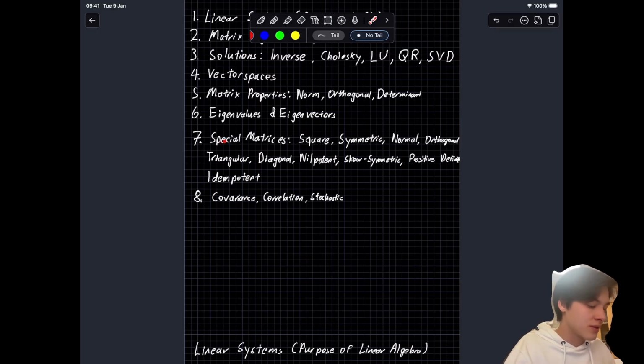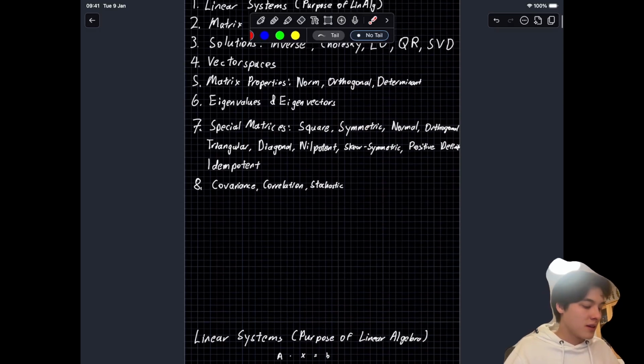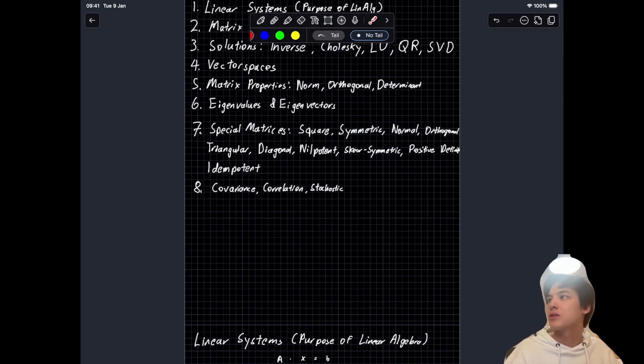And also, we'll look at special matrices: square matrices, symmetric matrices, what each of these entails, or what kind of simplifications we can do. What a normal, orthogonal, triangular, diagonal, nilpotent, skew-symmetric, and positive definite matrix is, one of the most important ones, and idempotent. And at last, covariance, correlation, and stochastics, because I want to go into that field, quant finance. Hopefully I can get into it. So that's why I'm also looking at that.